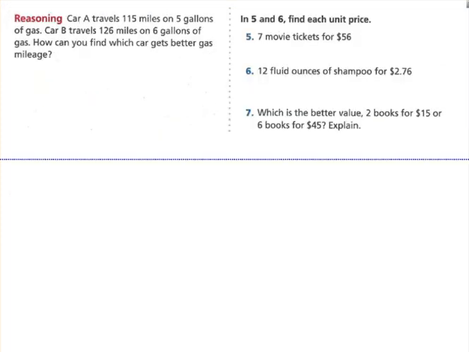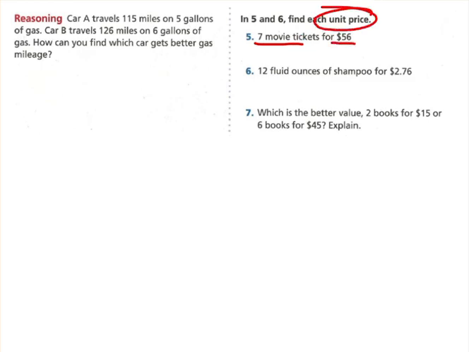All right, last couple problems. We'll go through these rapid fire. I'm going to start over on the right first. So number 5 said 7 movie tickets for $56. We want to find the unit price, which is a fancy way of saying I want the unit rate. So money goes on top, 7 tickets on the bottom, divide by 7, and I get $8 for one ticket.